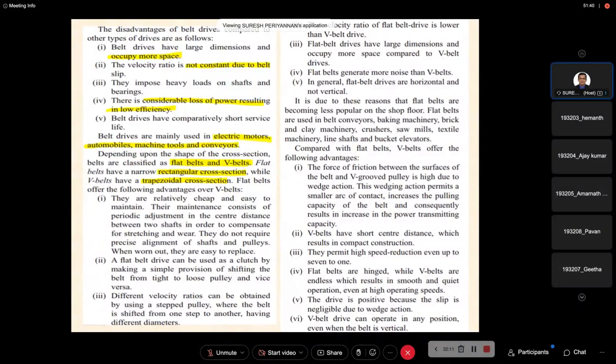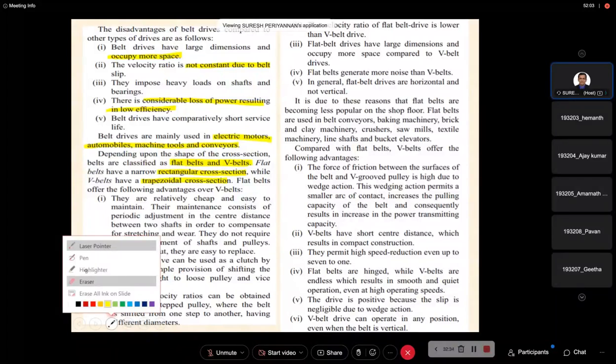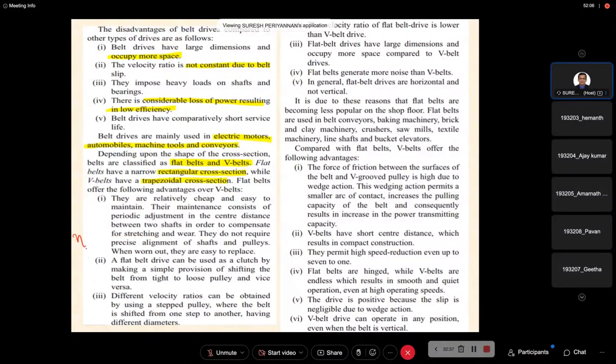The flat belt can be used up to a 15-meter distance, and the efficiency of the flat belt is greater than the efficiency of the V belt. This is very important information. You may expect it in objective type or any competitive exam also. The efficiency of the flat belt is greater than the V belt mechanism.